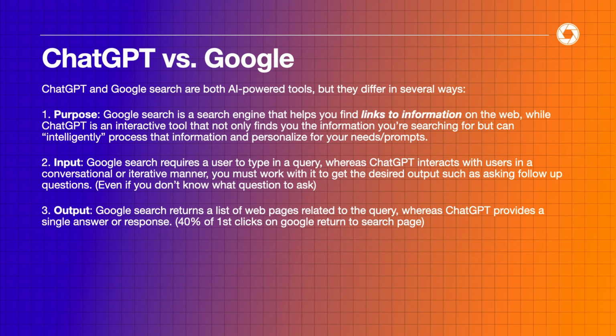Next up is output. Google searches return a list of web pages related to your question, whereas ChatGPT can provide a single answer or a specific response. And an interesting statistic that I came across recently was that 40% of first clicks on a Google search, that user generally returns to the search page.